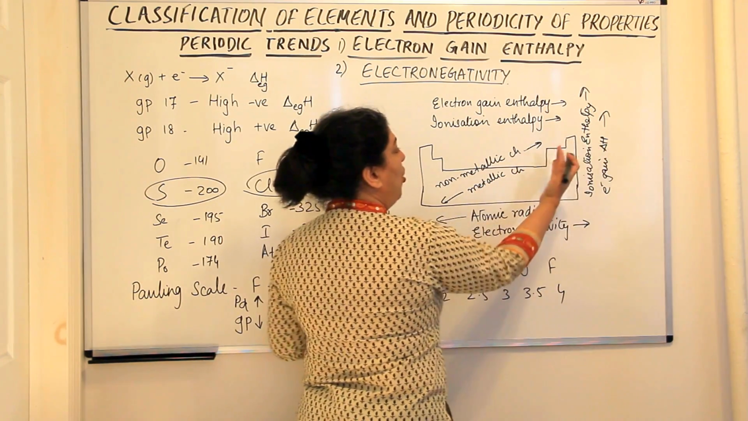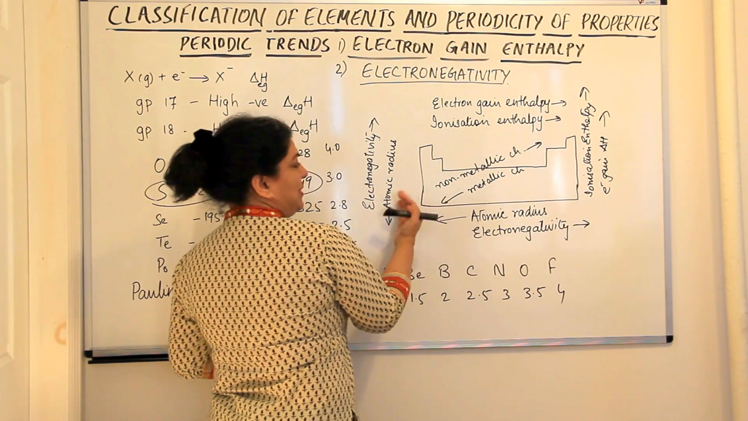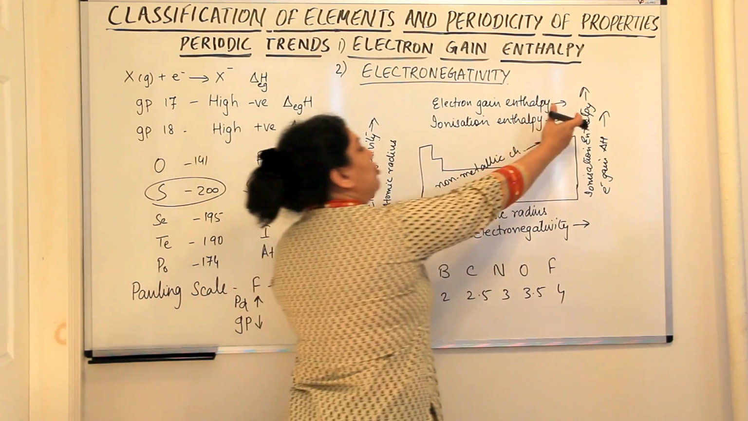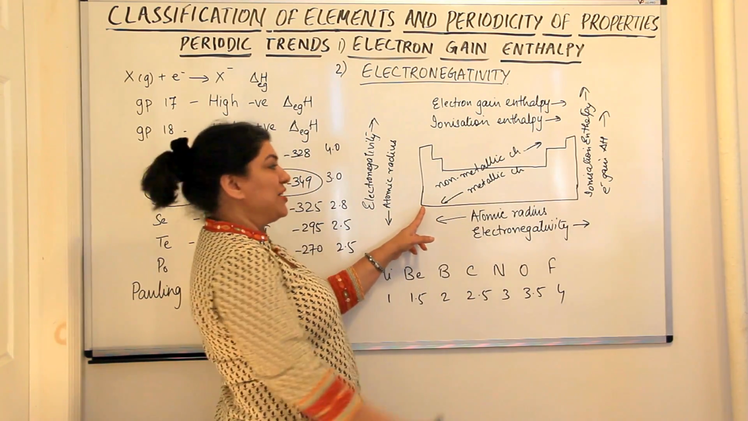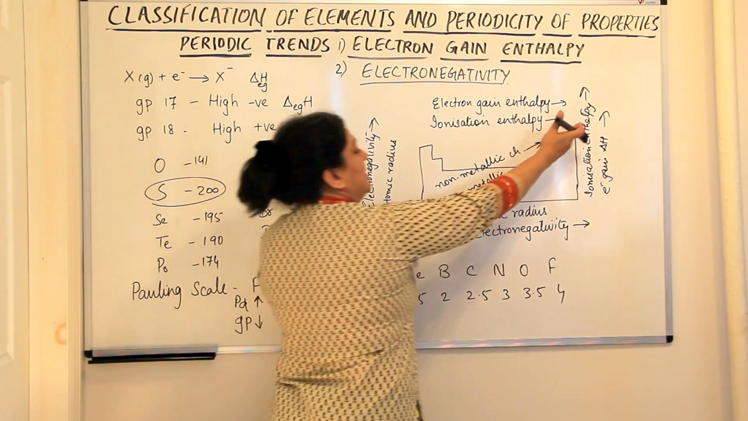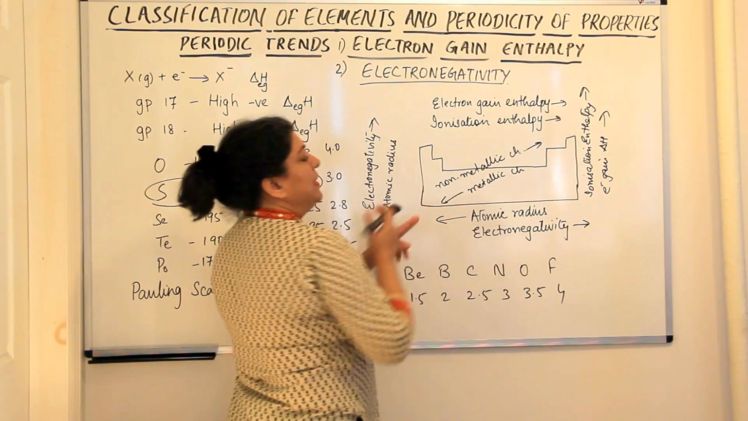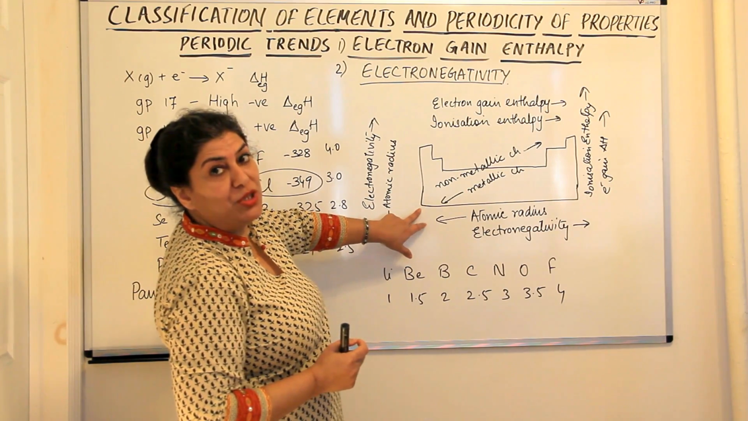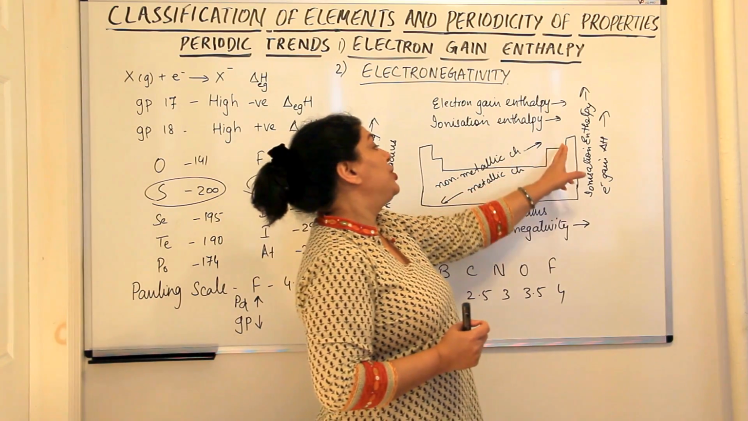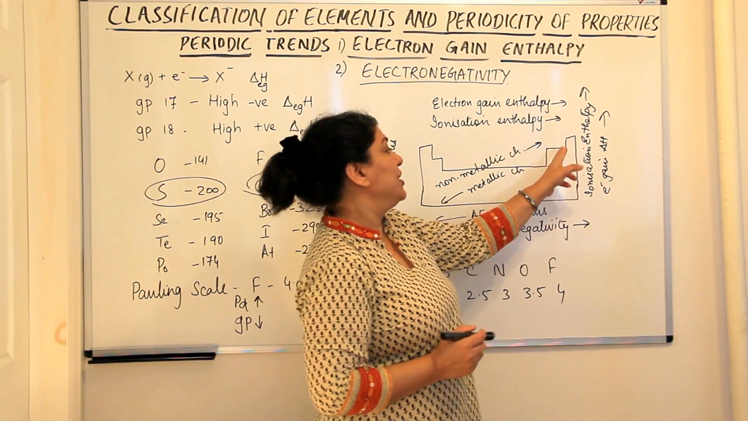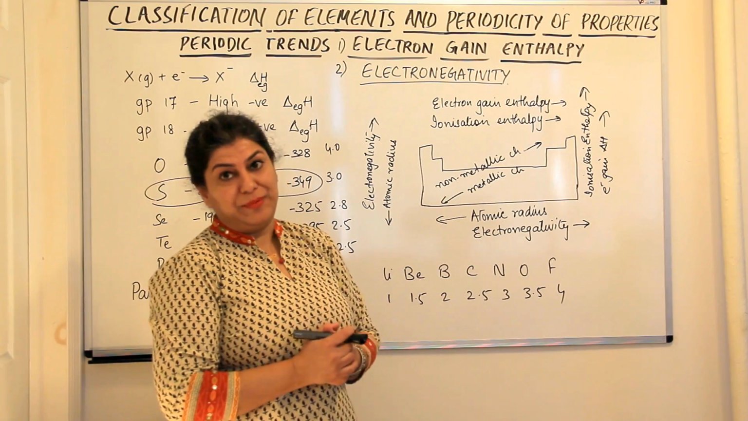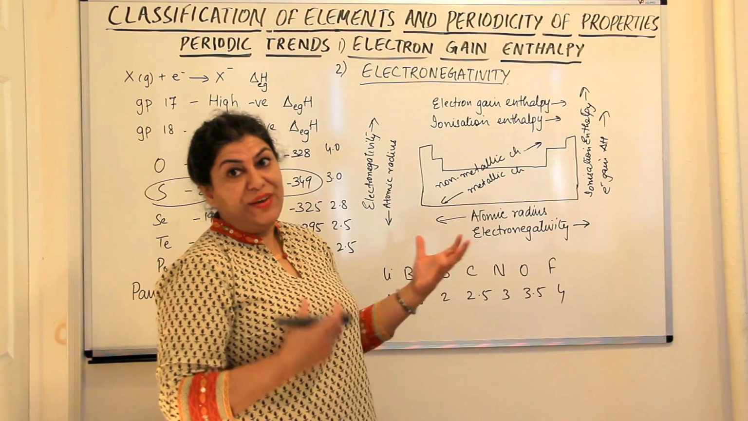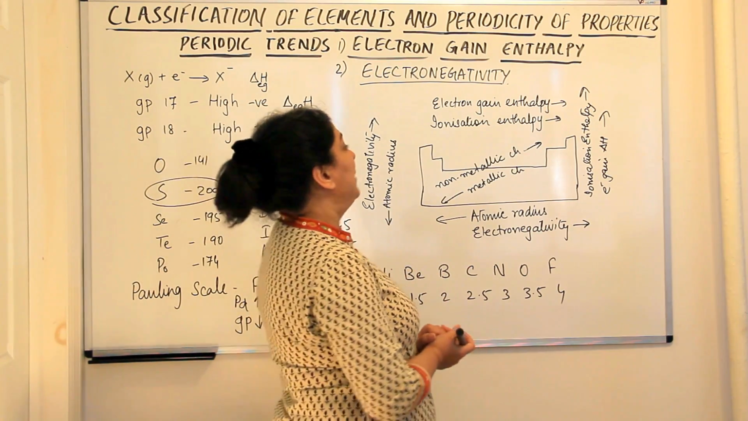And metallic character is the opposite. From left to right, the metallic character decreases, and from top to bottom, metallic character increases. So we find that this diagonal trend is seen in metallic character. The atom at the bottom of the alkali metals should be the strongest metal, and the element at the top of the halogens should be the strongest non-metal. And they form basic or acidic oxides on the basis of this tendency. We'll study about that later.